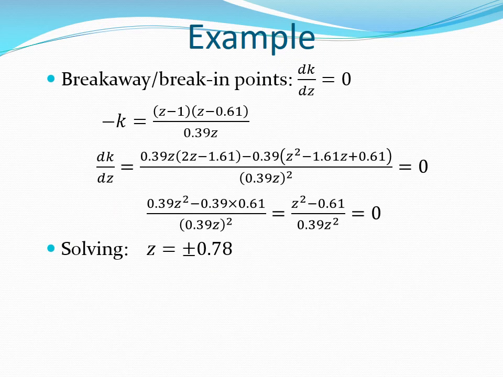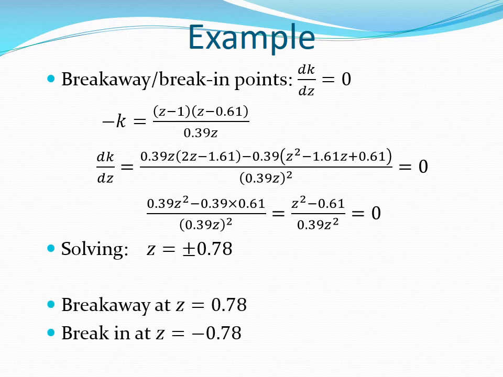To get the breakaway and break-in points, we make K the subject of formula in the root locus problem and determine the turning points of K. We get the breakaway and break-in points as 0.78 and minus 0.78. 0.78 is between poles, therefore it is a breakaway point. Minus 0.78 is between zeros, therefore it is a break-in point.